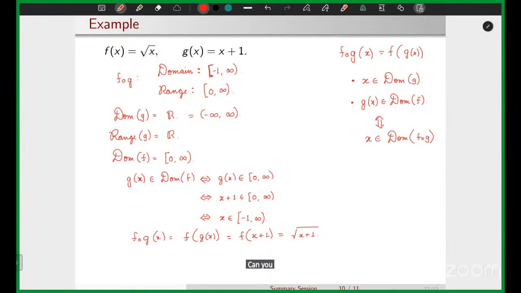Can you tell me what the graph of this looks like? The graph of the composite function?